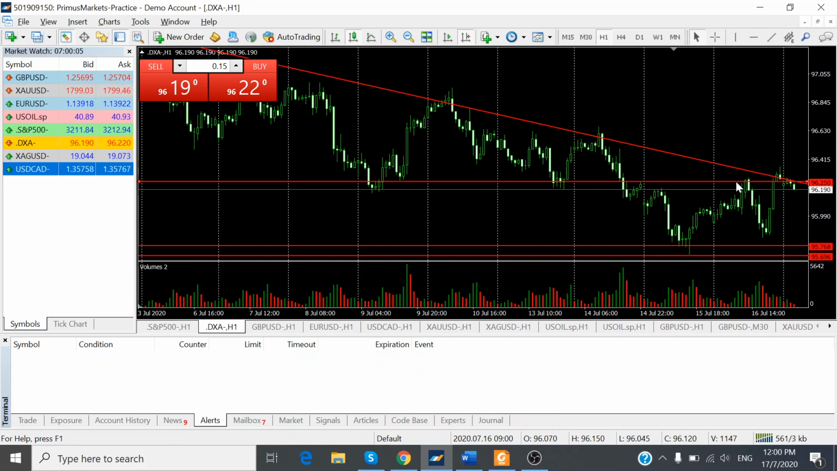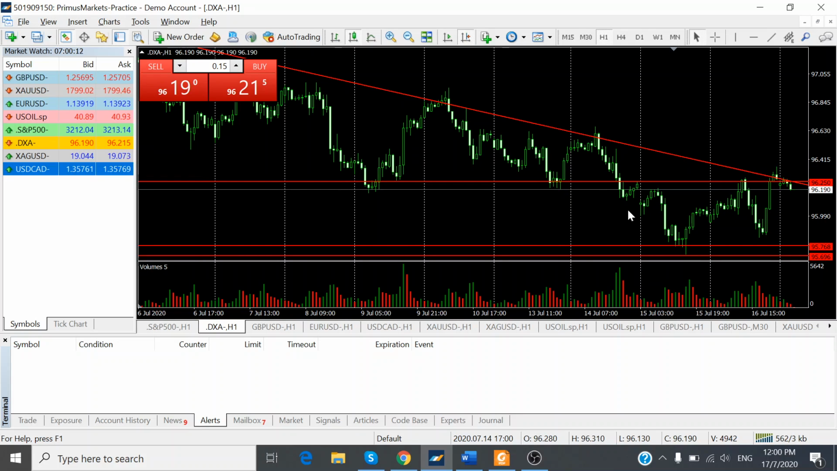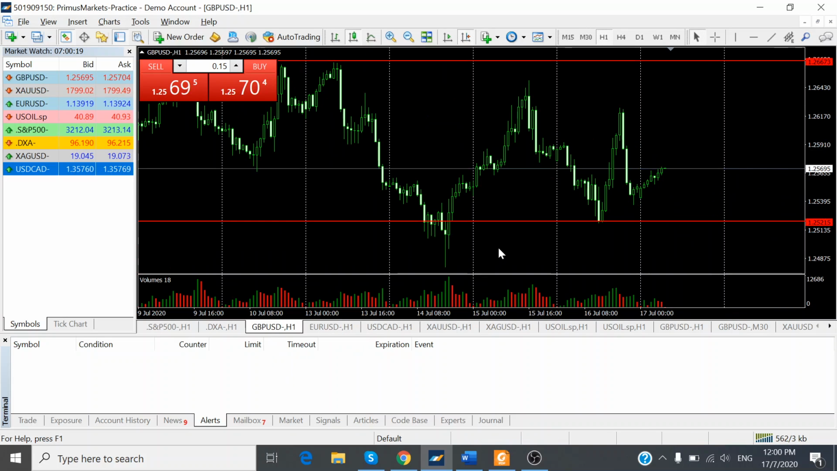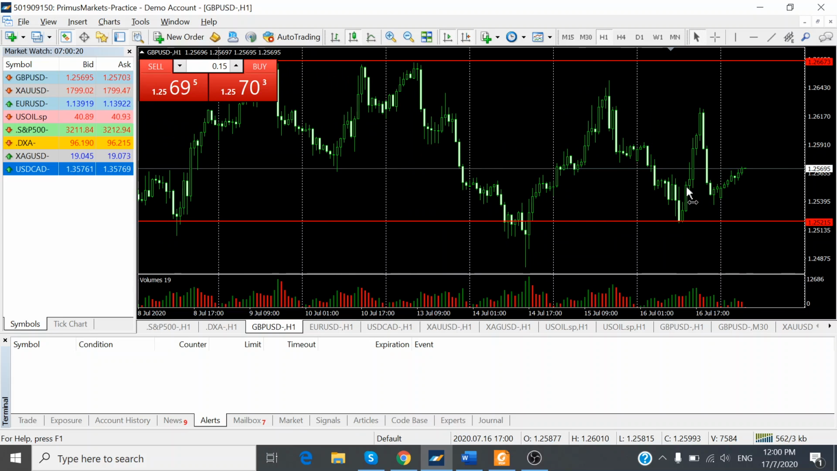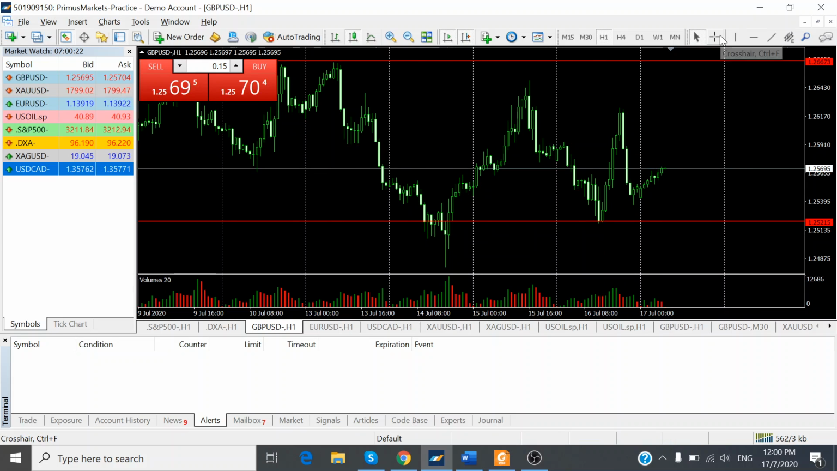Okay, so consolidate means it's trying to gather strength and look for further news and updates to decide where would be the future movements of the US dollar. Okay, so when we look at the UK pound, we also do see that the UK pound was pretty volatile.